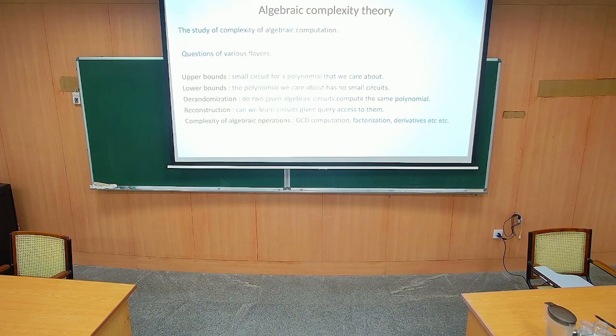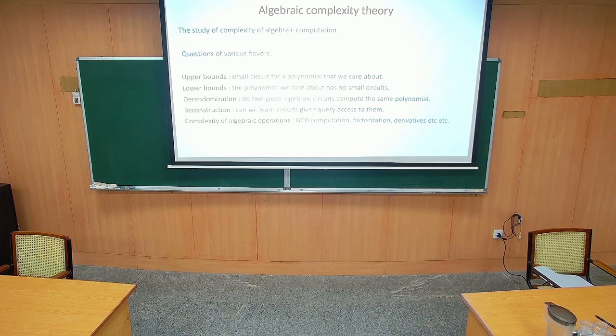And seemingly they look like different problems. One is the problem of proving hardness, which is to show that there are certain polynomials that cannot be computed by small circuits. There are no efficient circuits that compute these polynomials. And the other is the question of de-randomization, which is, given two circuits, are they the same? Do they compute the same polynomial? When we say small circuits, we are thinking in terms of size or?